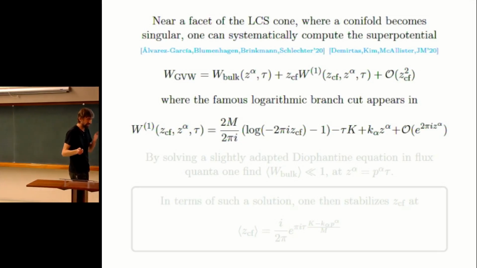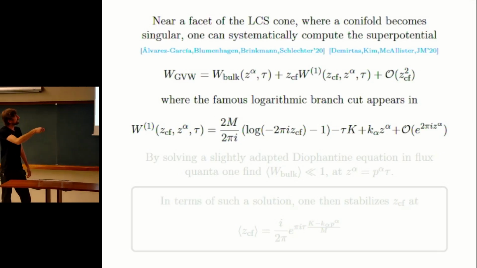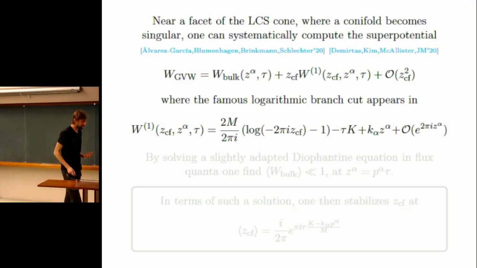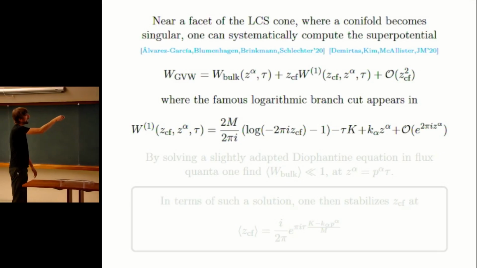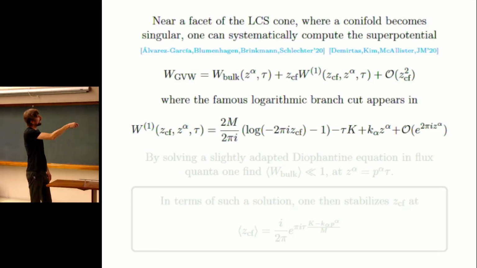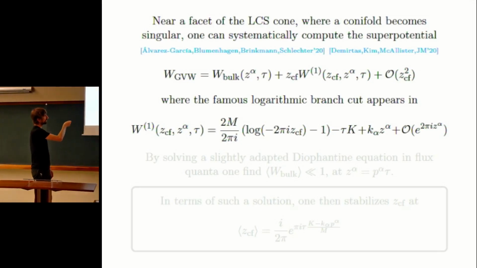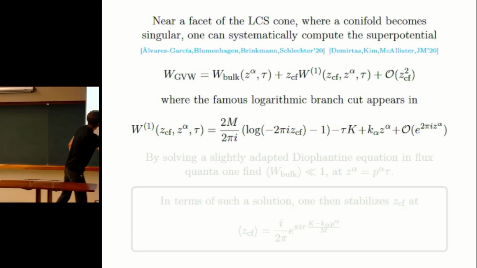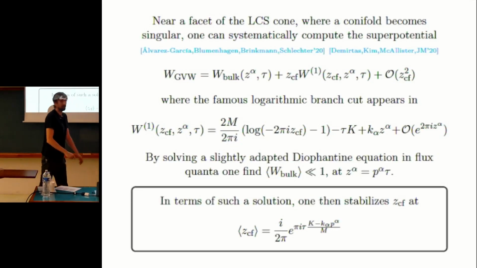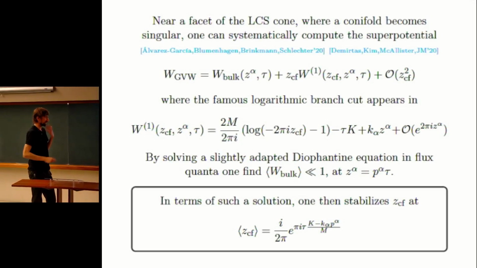In order to do this, one goes to a facet of the large complex structure cone where a conifold becomes singular, and in this region, one can compute the Calabi-Yau period systematically, order by order, in the conifold complex structure. So you can expand in this form, and the famous logarithmic branch cut of the conifold superpotential appears in the order Z term here, and we can compute all the relevant terms here. Then one has to solve slightly adapted Diophantine equations in flux numbers in order to make this term here exponentially small, but one can do this.